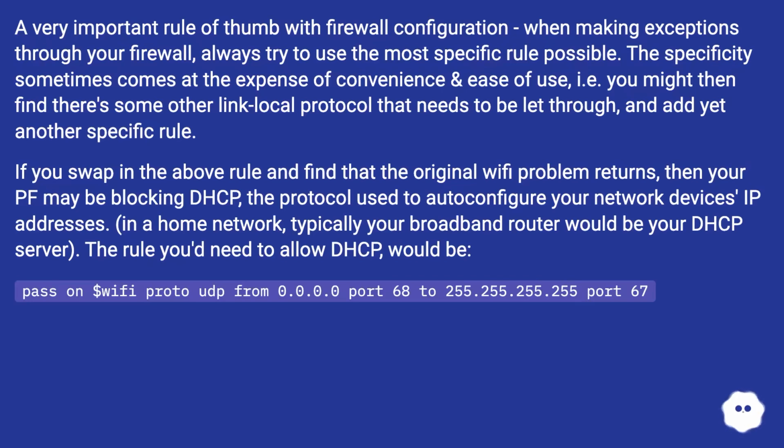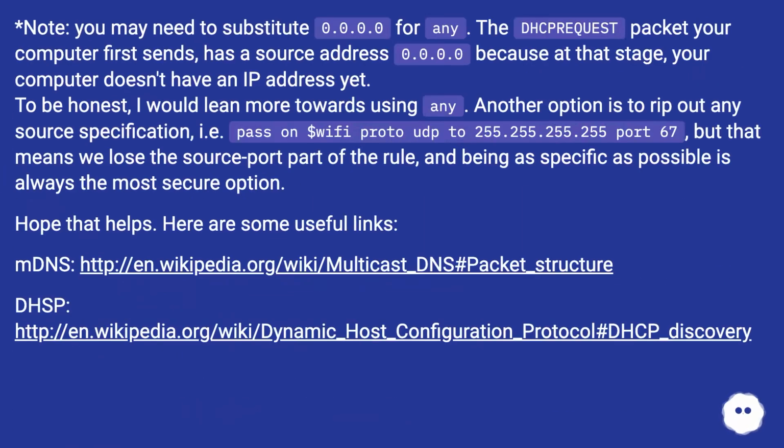In a home network, typically your broadband router would be your DHCP server. The rule you'd need to allow DHCP would be: pass on $Wi-Fi proto udp from 0.0.0.0 port 68 to 255.255.255.255 port 67. Asterisk note: you may need to substitute 0.0.0.0 for any. The DHCP discover packet your computer first sends has a source address 0.0.0.0 because at that stage, your computer doesn't have an IP address yet. To be honest, I would lean more towards using any.